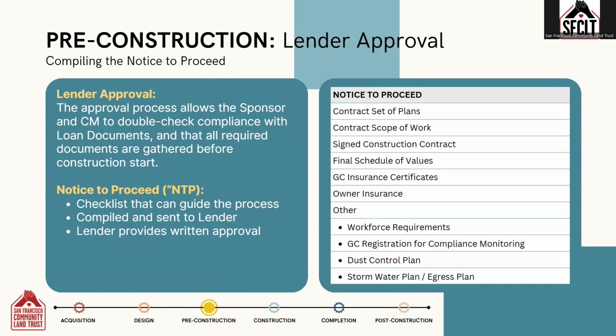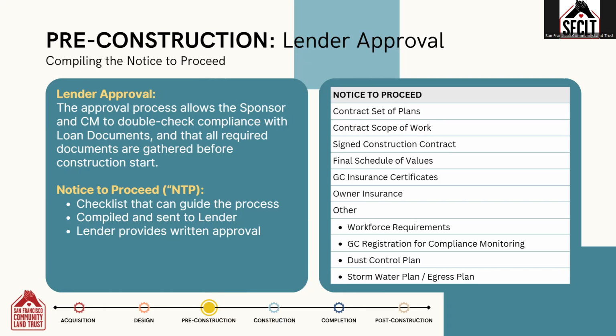The construction contract is just one part of a greater approval process with the lender. This process allows the sponsor and the construction manager to double-check all pertinent items needed before construction and to confirm compliance with any loan requirements. A notice to proceed, or an NTP, is a checklist that can guide this process. In the case of our example for this session, the lender provided us with the notice to proceed checklist, and they must receive all these documents before they will provide written approval.